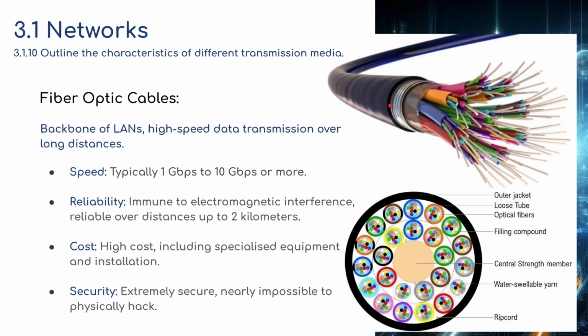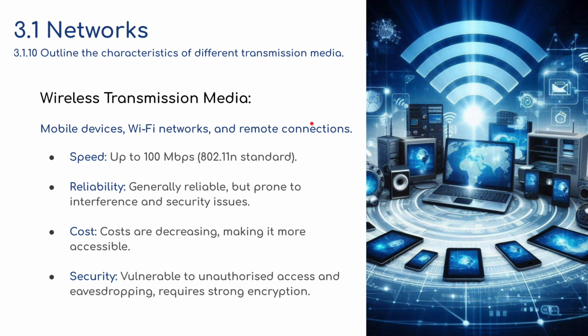Now here we go, fiber optic cables, the backbone of LANs, high-speed data transmission over long distances, typically 1 gigabit to 10 gigabits or more per second. Reliability, they're immune to electromagnetic interference. This is because these are little tiny plastic fibers, and they're reliable over distances of up to 2 kilometers. The cost, high cost, including specialized equipment and installation. Security, extremely secure, nearly impossible to physically hack. As you can see here, we've taken a cross section and we've got lots and lots of these little fiber optic tubes.